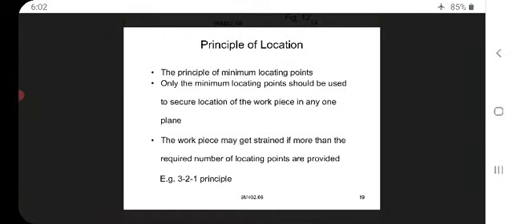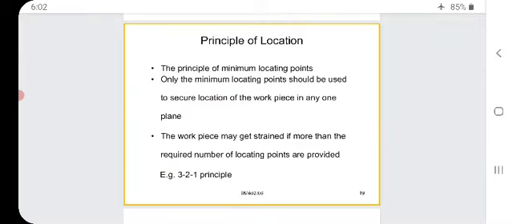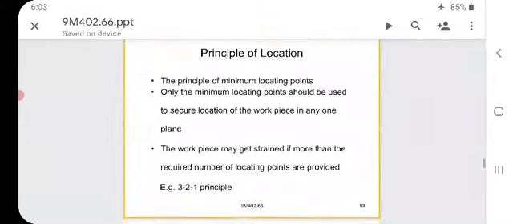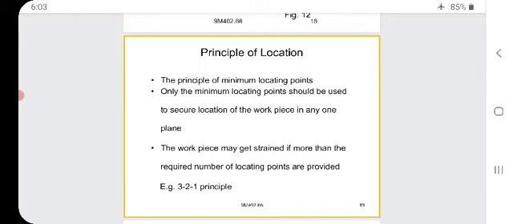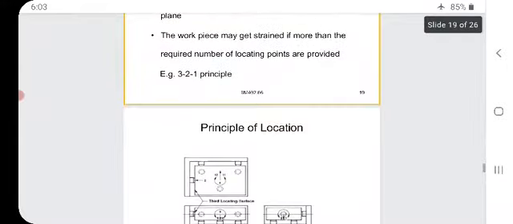So the principle of location, the principle of minimum locating points: only the minimum locating points should be used. Here we should only use the minimum locating points to secure the location of the workpiece in any one of the planes, so it should not get disturbed while performing the operation. The workpiece may get strained if more than the required number of locating points are provided. Why? If we keep more than the restricted number of locating points. Example is the 3-2-1 principle.